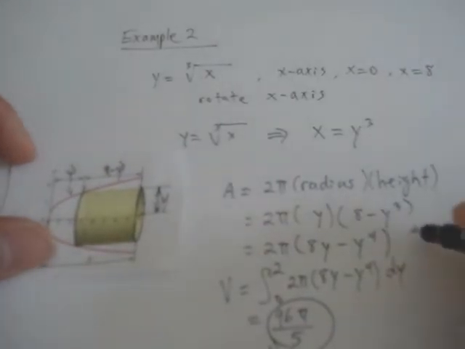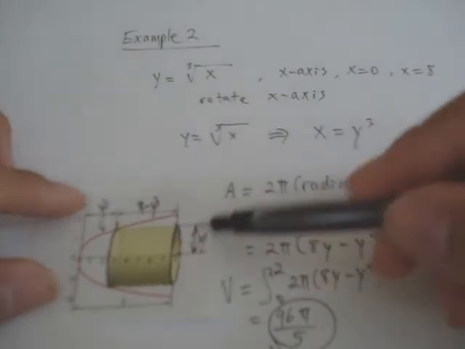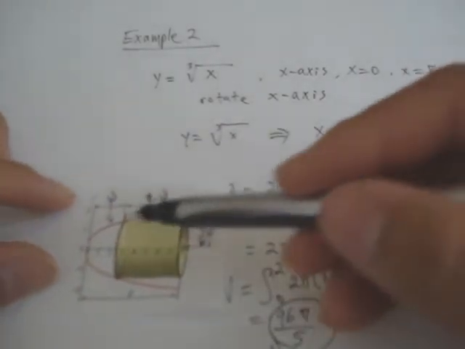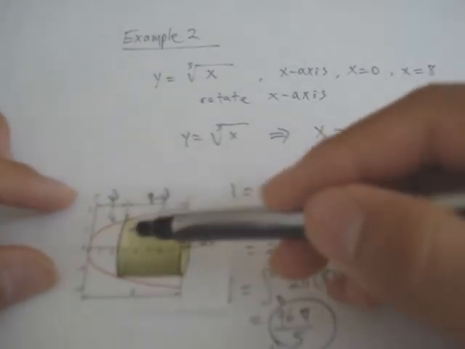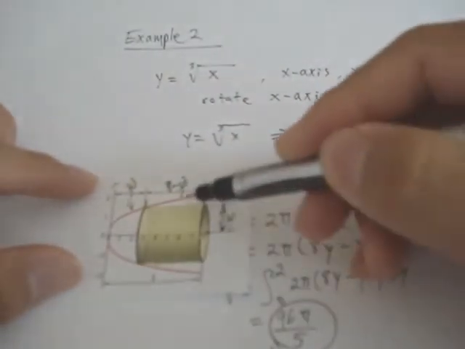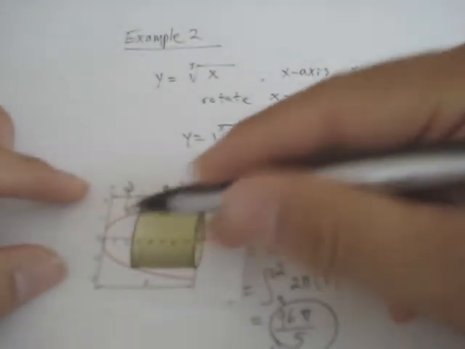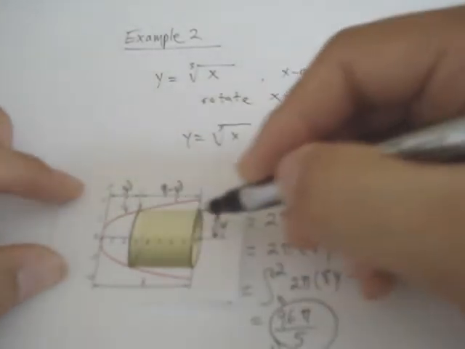Now, once you have this equation, the rest is really easy, but the tricky part is to find the radius and the height. So it's always important to draw the line, and then if it's rotated about the x-axis, draw the reflection, and then draw these cylindrical sheets in between these curves, so that it's easier for you to picture the radius and the height.